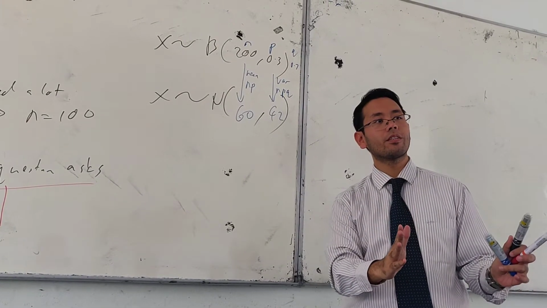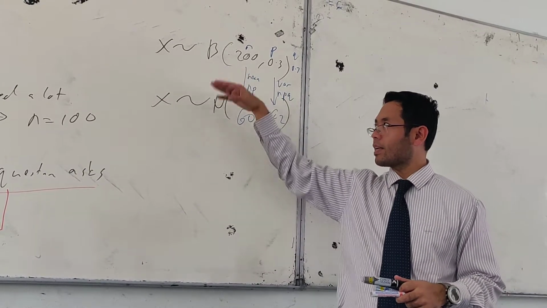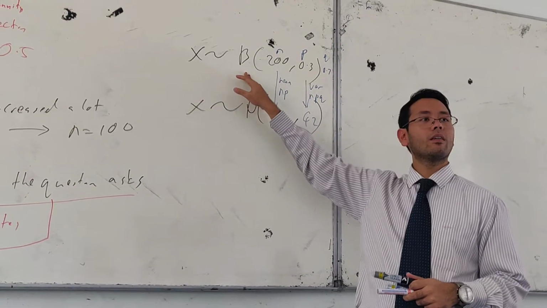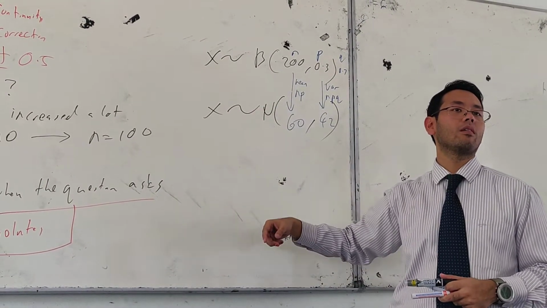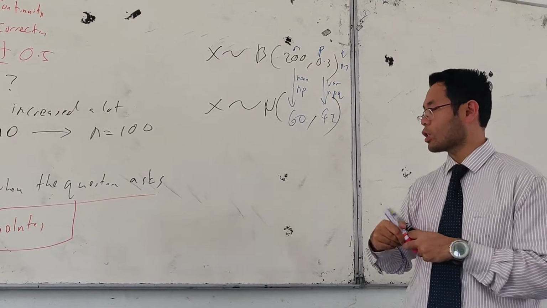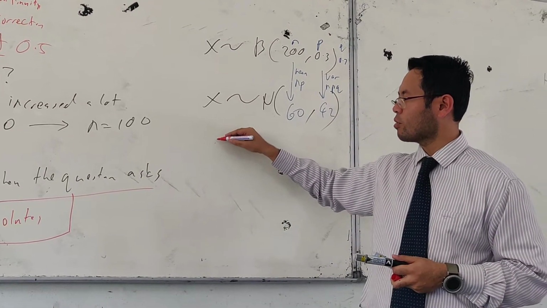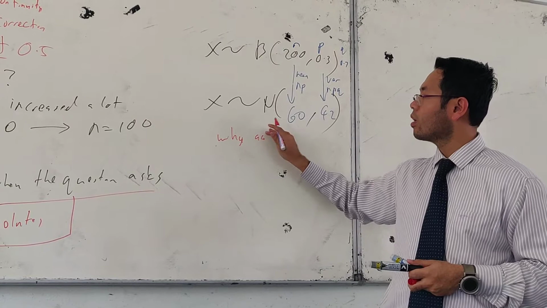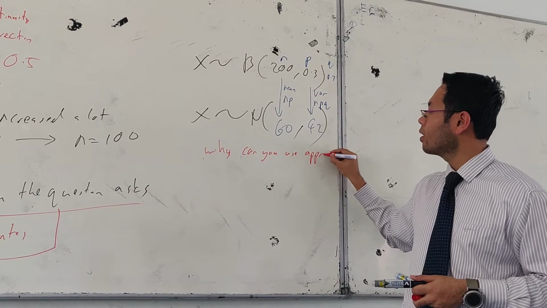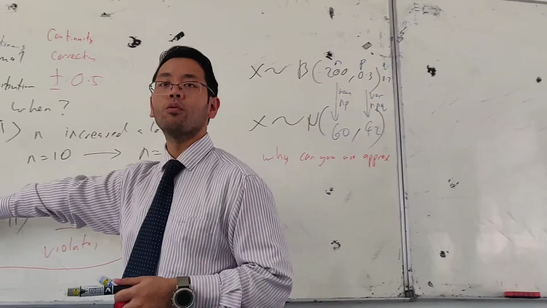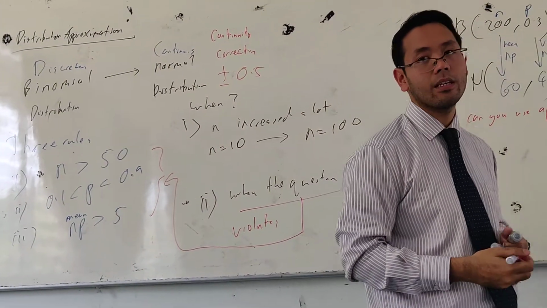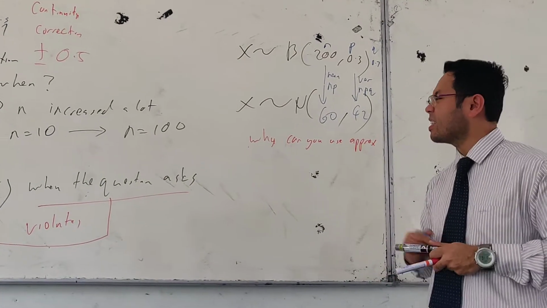Now let me ask you a question. Why can I do this one as a normal? From binomial, why can I use approximation? That might come up in the exam. The question asks you, why can you use normal approximation? Then your answer must depend on these three rules. You need to memorize this, right? Sometimes it can come out in the exam so you can miss 3 marks easily.